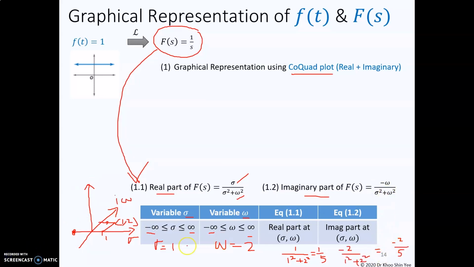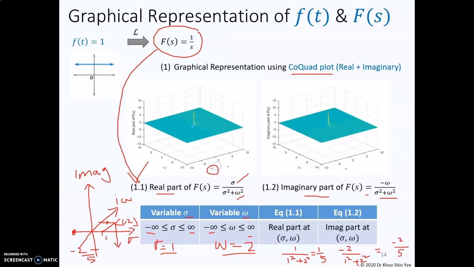If you substitute sigma equal to 1 and omega equal to 2 into the imaginary part formula, you should get negative 2 over 5. So in the imaginary plot, at the point sigma 1, omega equal to 2, you should expect the height is negative 2 over 5. You can continue for various sigma and various omega for the real part and imaginary part. This is called the co-quad plot.